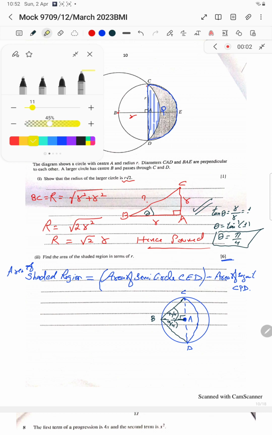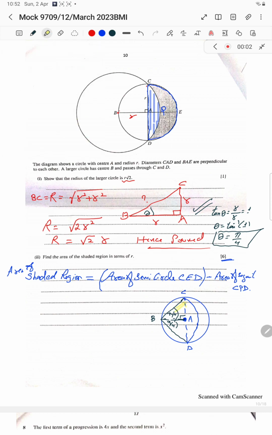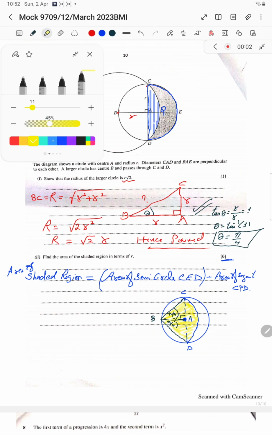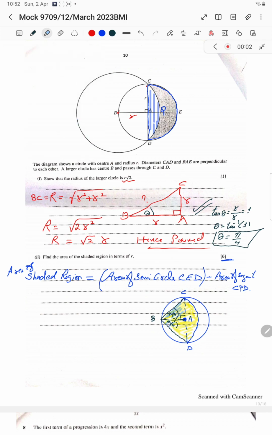So if I can find the area of this whole sector, that I'm going to give with the yellow color, and subtract it from the area of this triangle, only that segment area will be left. Did you get it? Let me repeat it again.